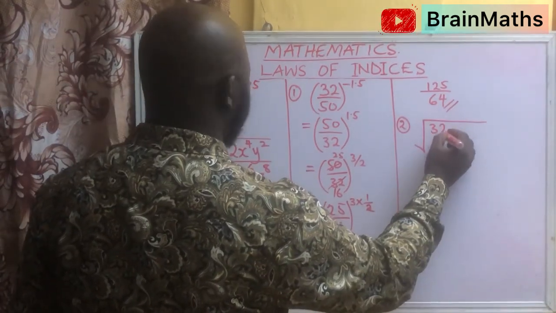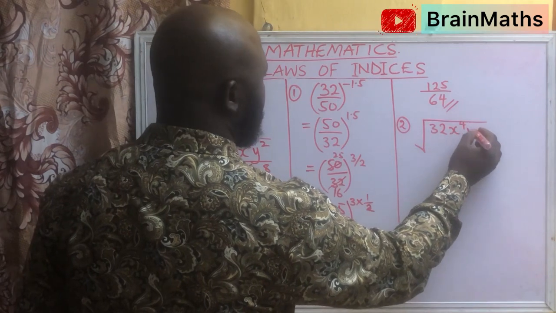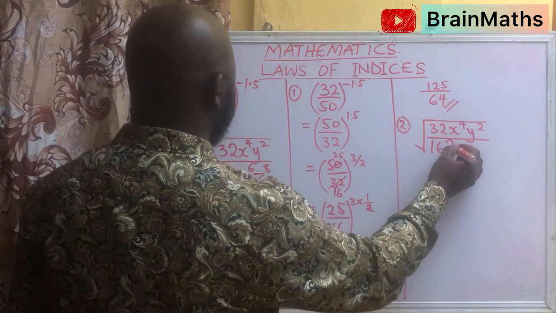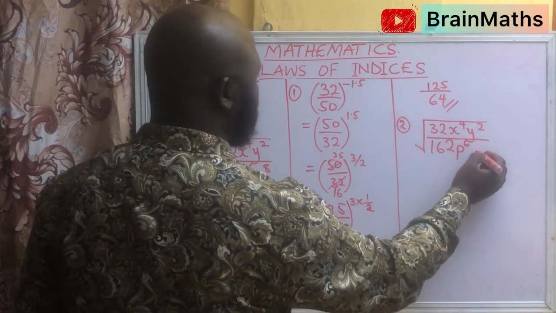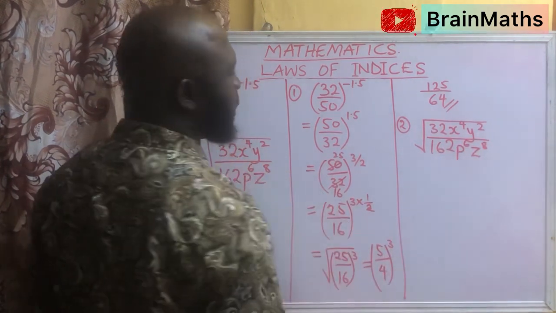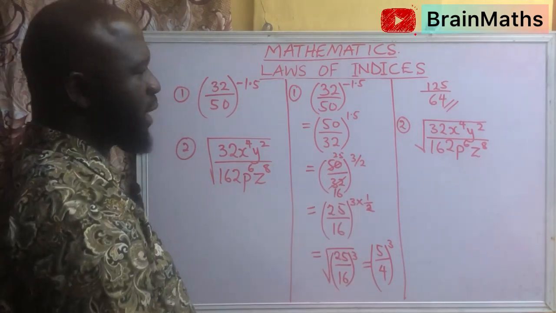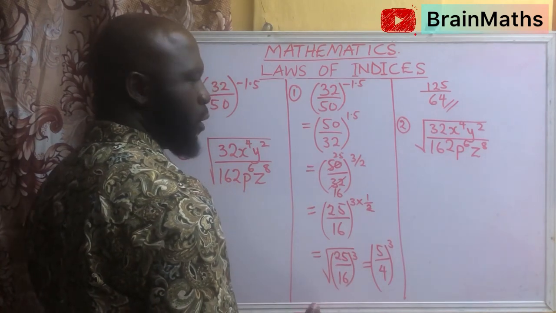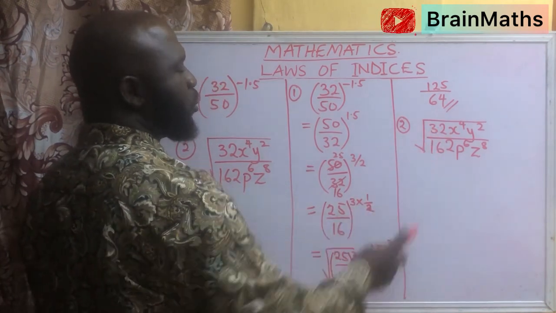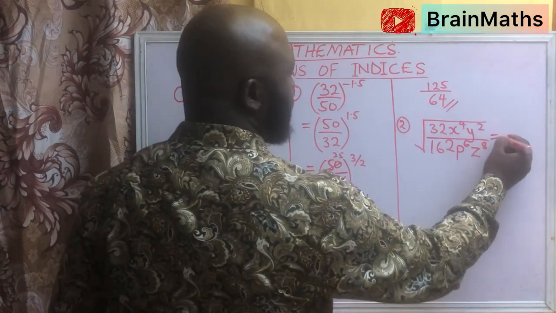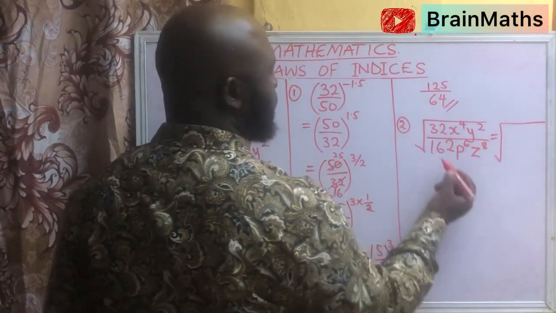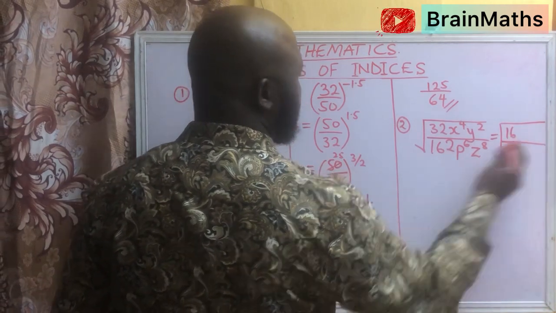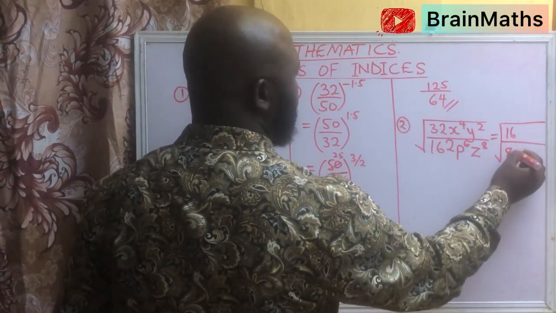The second one is the square root of 32, x raised to power 4, y raised to power 2 over 162, p raised to power 6, z raised to power 8. So the first thing we are going to do in this type of question is to first reduce the whole numbers. We can cut the two of them by 2. So that is going to give us the square root of, how many 2 can we get in 32? 16. And 2 in 162 is 81.